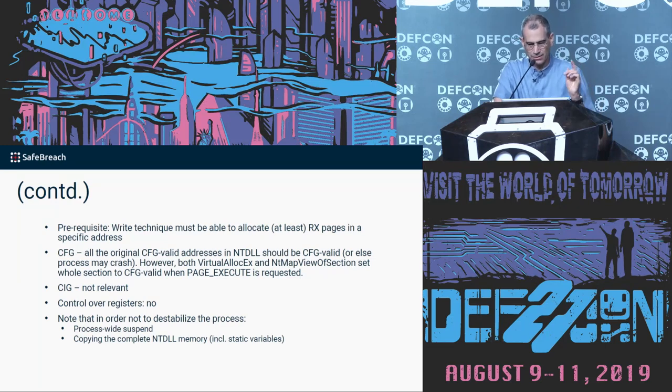And there are some tips regarding how not to destabilize the process. First, we need, of course, to do a process-wide suspend because we can't know which thread will use ntdll and when. And then the whole thing about copying the complete ntdll memory and then copying it back, instead of just copying parts of ntdll, is because we need to make sure that some variables inside the ntdll space are consistent. If we just copy code and not variables, the static variables and so on that are part of ntdll are bound to get into inconsistency, which will immediately crash the process. So if you do that, copy the whole region.